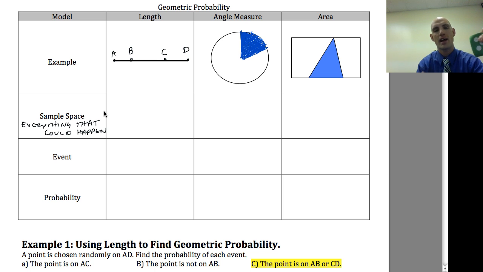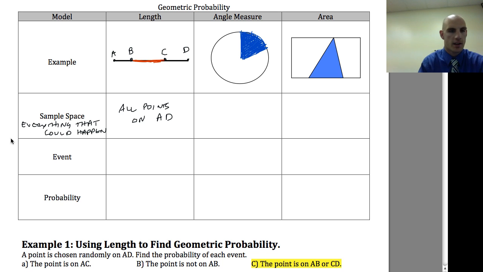And so if I'm talking about length, the sample space is going to be all the points on AD. So we might be talking about the probability of selecting a certain point on this segment. Well, the sample space is going to be all points on AD. The event is going to be what I want to happen. Well, for example, if I highlight just this part, then my event is what I want to happen.